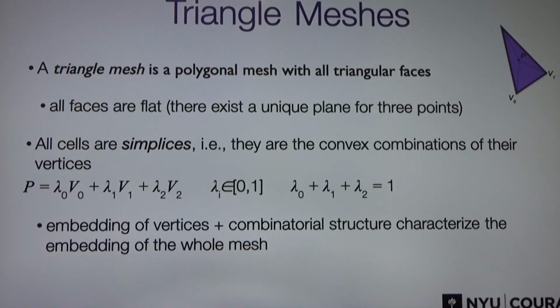So we will be working, as I told you before, with triangle meshes here. A triangle mesh is a polygonal mesh with all triangular faces. All faces are flat, because you cannot have a non-flat triangle. And also faces are simplices, in the sense that they are all convex combinations of their vertices. So any point on a face can be expressed as a convex combination, that is, a weighted sum of vertex coordinates, such that the weights sum to 1.